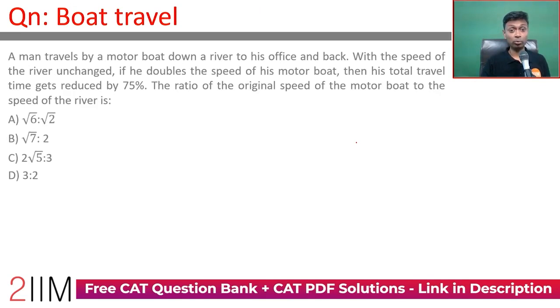A man travels by a motorboat down a river to his office and back with the speed of the river unchanged. If he doubles the speed of his motorboat, then his total travel time gets reduced by 75%. The ratio of original speed of the motorboat to the speed of the river is? Let's say his boat speed is B, stream speed is S. Going down, he has B plus S. Coming up, he has B minus S.